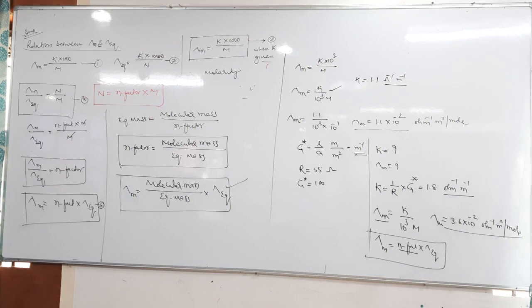So now tell me, what is the data? 0.146 into 10 power minus 3 ohm inverse meter inverse. Tell me, so what is the data given?